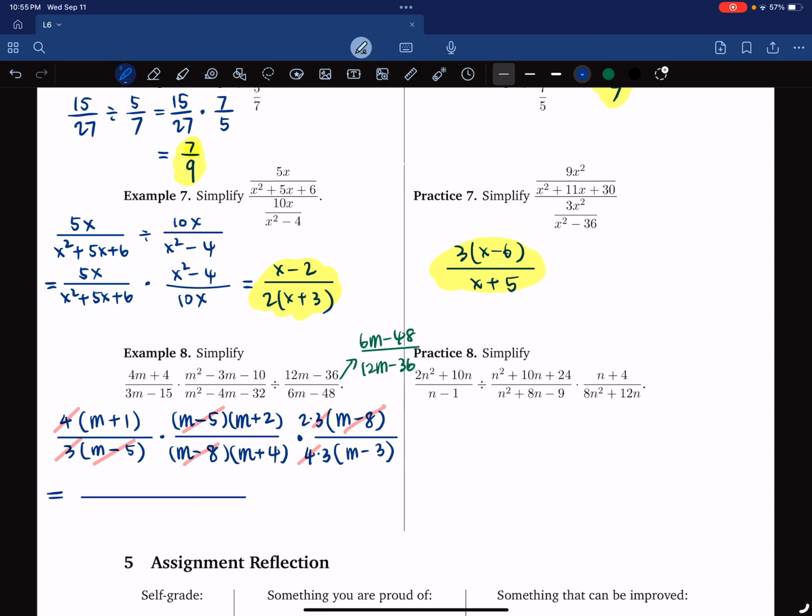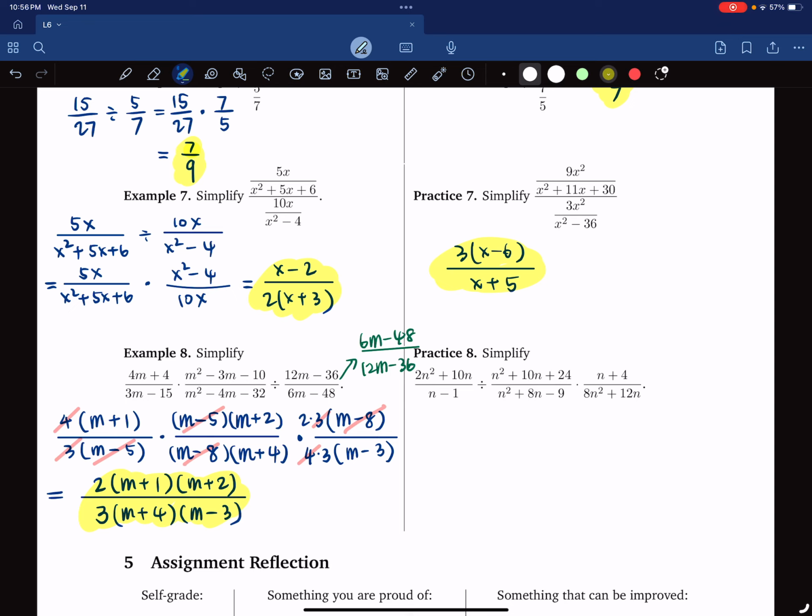On the top, we have one number left, which is 2. And then we have 2 more factors. The first one is (m plus 1), and the other one is (m plus 2). Don't forget the parentheses. For the denominator, we have one number left, which is 3. And then we have 2 factors that have (m plus 4), and (m minus 3). All right, and that will be your final answer. Let's highlight that. So you don't need to distribute if you want to save time. This will be accepted as the correct answer.